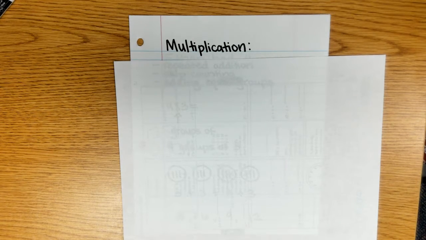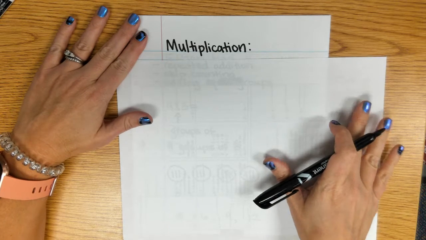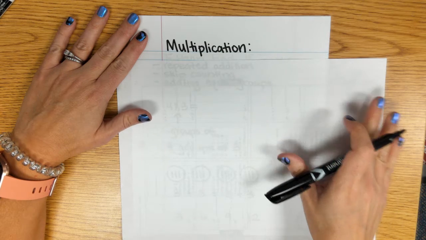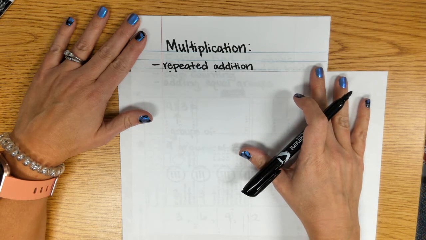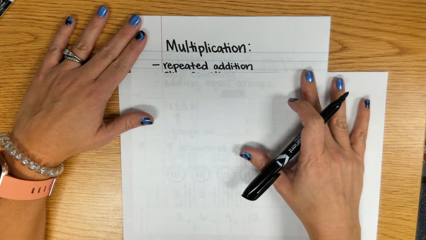Alright, today we're going to take a look at what multiplication is. We've been beginning our new multiplication unit, and one of the things we've talked about is that multiplication is repeated addition. The students got really excited when they saw that way back in first grade, when they were doing repeated addition, even then they were multiplying. They just didn't know that that's what it was.